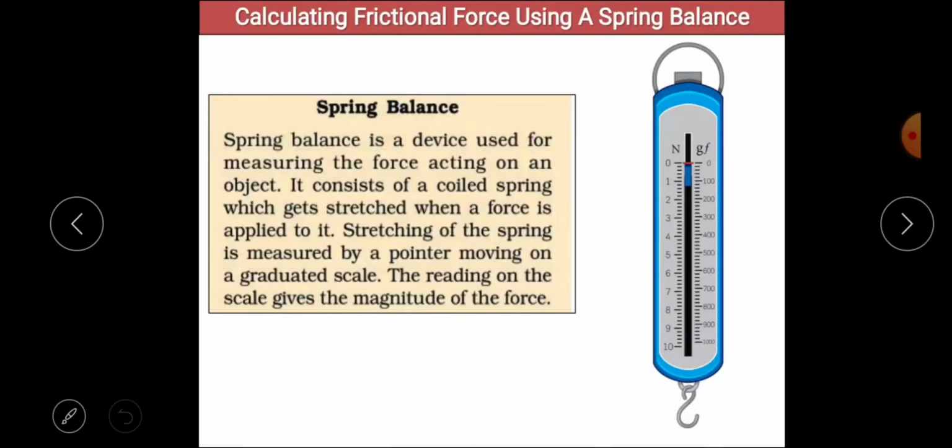First, let's see calculating frictional force using a spring balance. To know that, first of all, we have to understand what a spring balance is and how it works. A spring balance is a device used for measuring the force acting on an object. It consists of a coiled spring present inside, with a hook here, and here we have this graduated scale. The reading on the scale gives the magnitude of the force, that means how much force is being applied by the object which we will hang here.